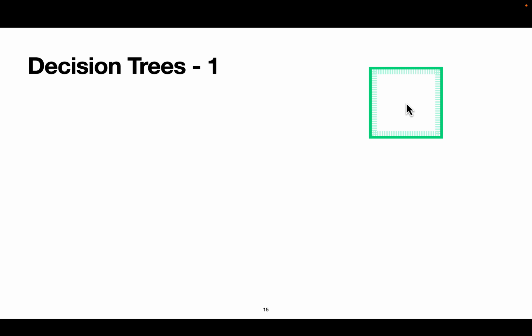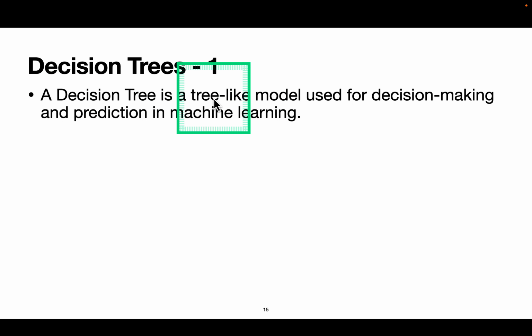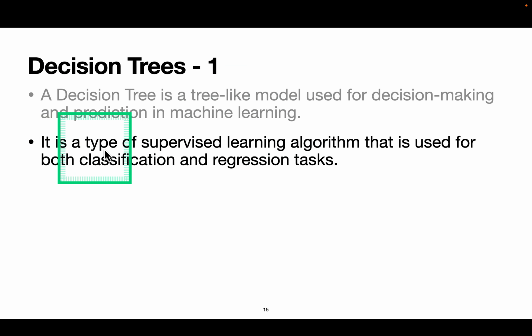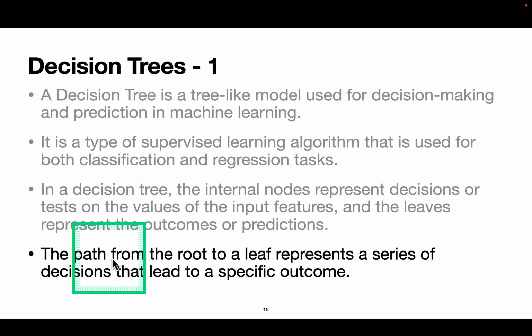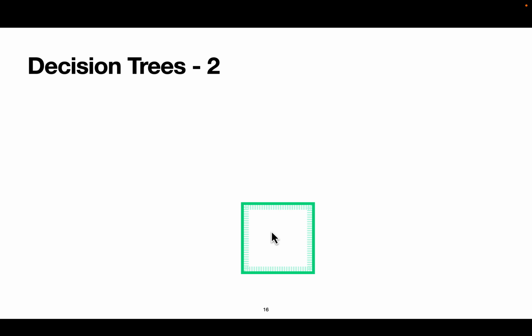So next is decision trees. A decision tree is a tree-like model used for decision making and prediction in machine learning. It is a type of supervised learning algorithm that is used for both classification and regression tasks. In a decision tree, the internal nodes represent decisions or tests on the value of the input features, and the leaves represent the outcomes or predictions. The path from the root to a leaf represents a series of decisions that lead to a specific outcome.